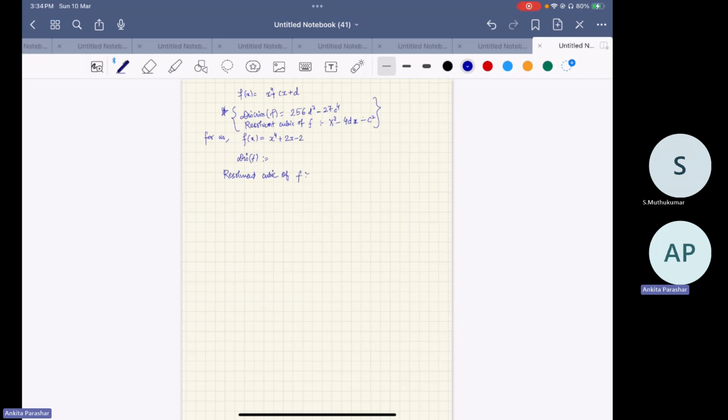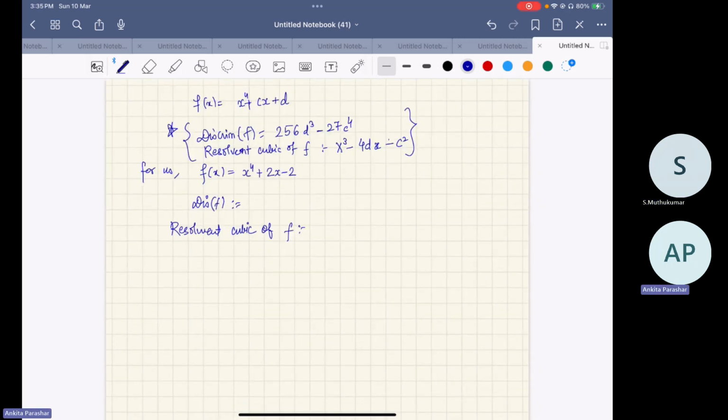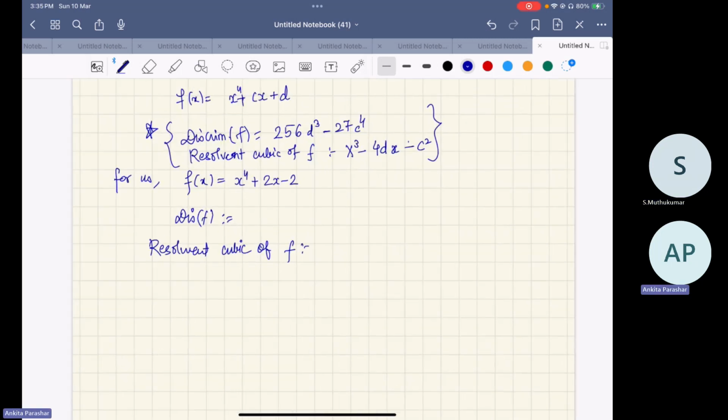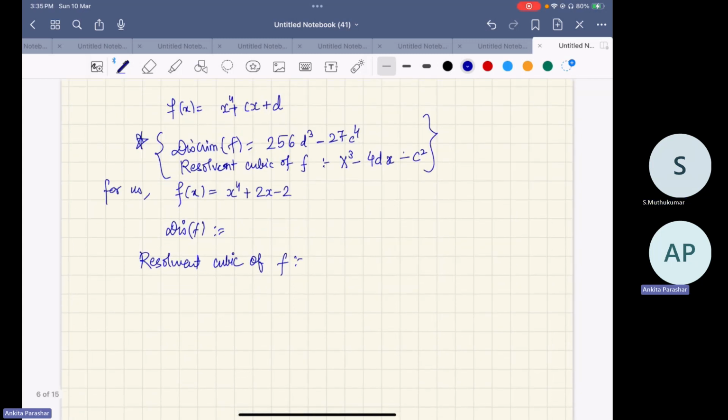So as you know, finding roots is not that easy. Therefore, people discovered this formula. All right. So the discriminant, as you see from the formula. Can you see quickly for our example, what are the discriminant and the resolvent cubic?